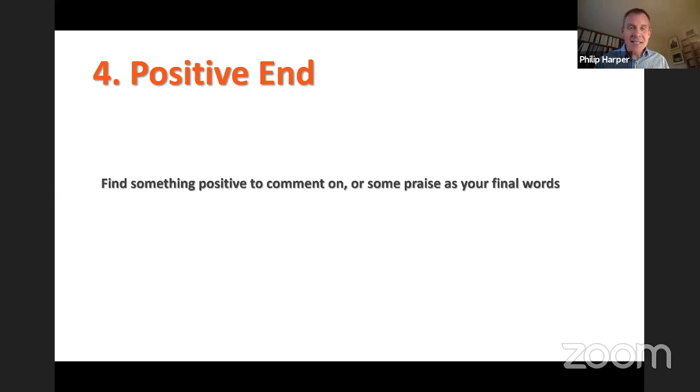Right, the positive end. This is simple, because at the end of rehearsal, when you've gone through your process of problem solving, finding something positive to comment on, or some praise as your final words, is a great end to the rehearsal. Even if it's been a terrible rehearsal, you can say something along the lines of, thank you, ladies and gentlemen, you've really tried hard in that rehearsal and I appreciate your effort and I look forward to seeing you next time. And then you get back in your car and think, what a terrible rehearsal that was. But the people need to know that they haven't just wasted 2 hours or an hour of their life. So something positive to comment on to finish.